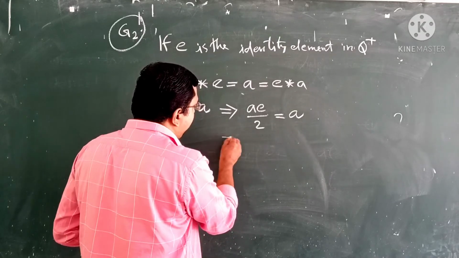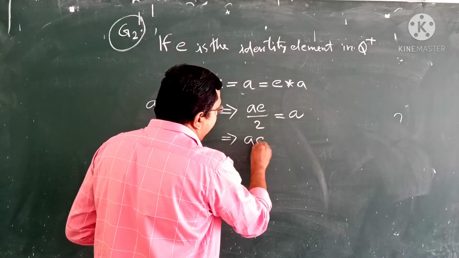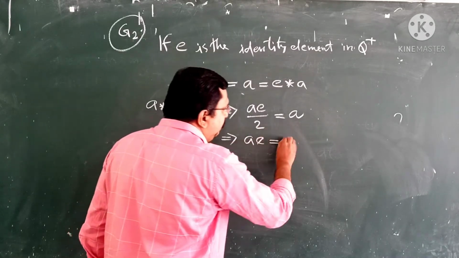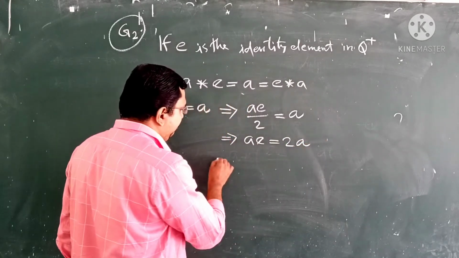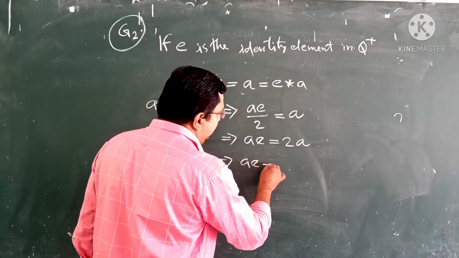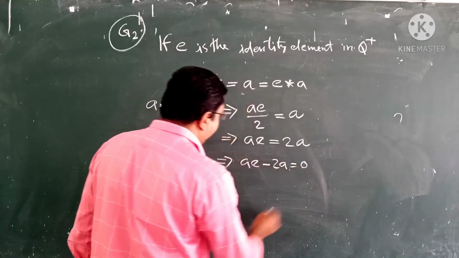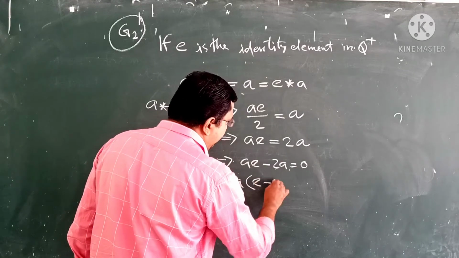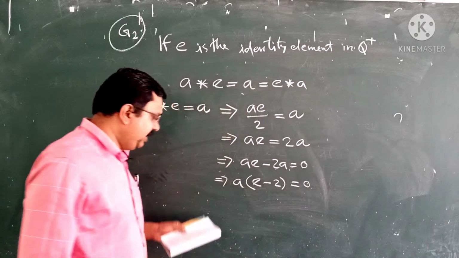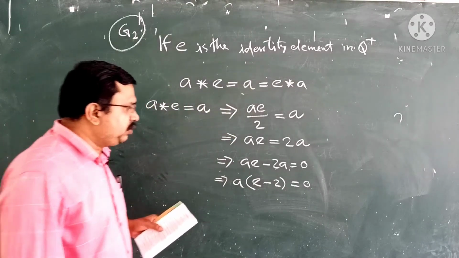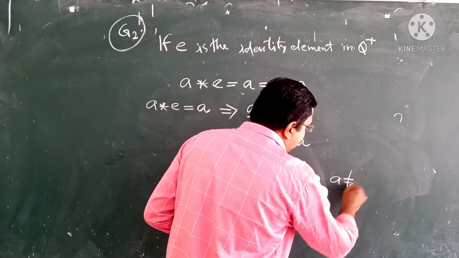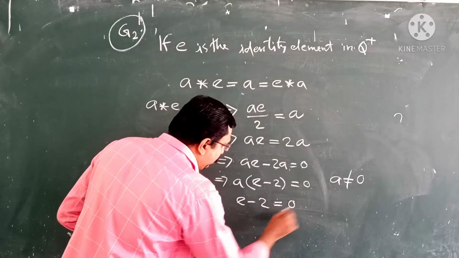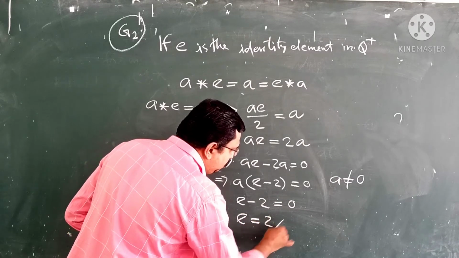Which implies AE equal to, here 2 is shifting to here, then this will become 2 into A. Which implies AE minus 2A equal to 0, that is A into E minus 2 equal to 0. Since we know that A is not equal to 0, therefore E minus 2 equal to 0. That means E equal to 2.